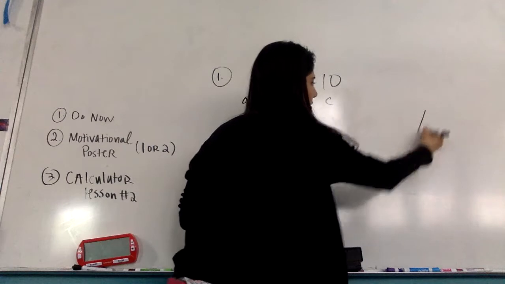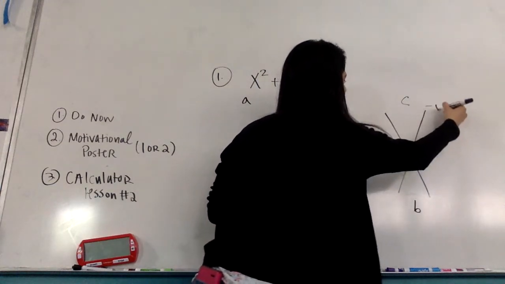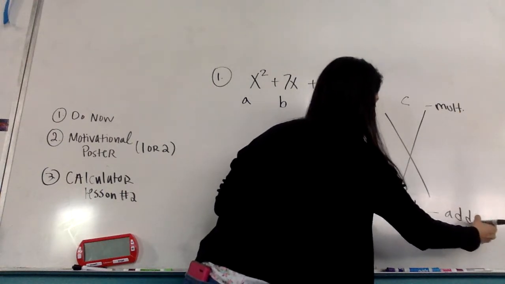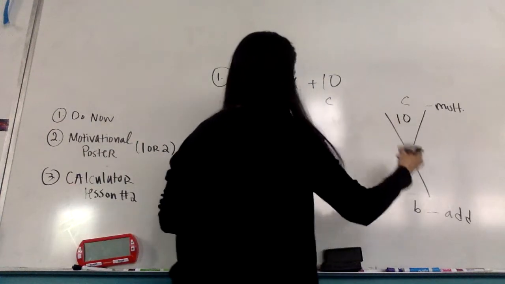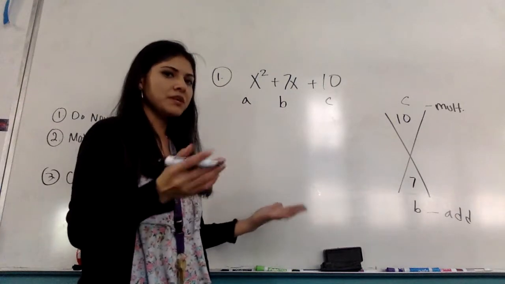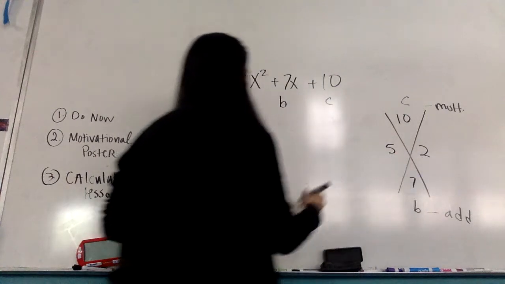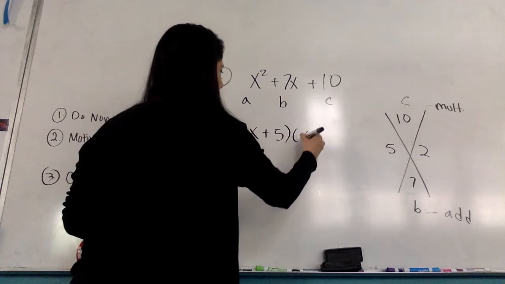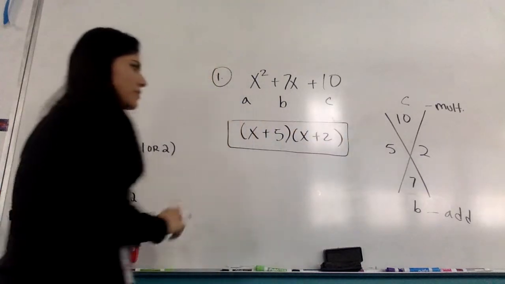So I'm going to go off into the side. My C goes on top, my B goes at the bottom. You multiply to get C, and you add to get B. Okay, so then let me go ahead and just set this all up. All right, the two numbers that multiply to give me 10 but add up to give me 7 are 5 and 2. Now you notice I said factored form, therefore I don't want the zeros, I just want this in factored form. This is your factored form for number one.